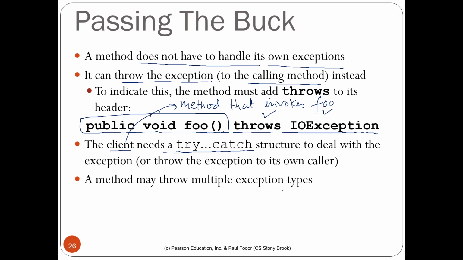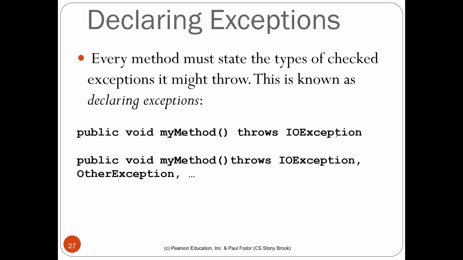A method may throw multiple exception types. So here you can have throws IO exception, and then you can also have some other kind of exception. So we don't have a limit that foo can only throw IO exception. It can throw arithmetic exception as well. If your method can throw multiple exceptions, you can declare it by saying throws IO exception, comma, arithmetic exception, maybe some other exceptions. Use the keyword throws, and after that put all the class types of the exceptions which this method might raise.